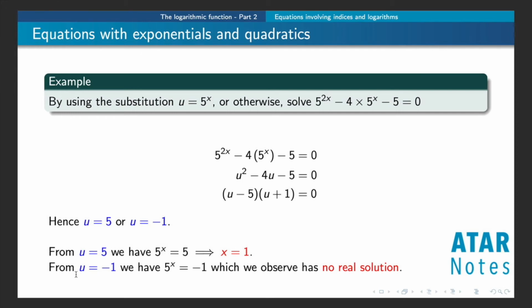And you've got to keep in mind that when you sub back in, so here we have u equals 5 to the x. If you sub u equals 5 to the x back in, you get 5 to the x equals negative 1. But the trick is to identify that if you have an exponential equal to a negative number, that will never have any solutions. So that's something that you have to watch out for.